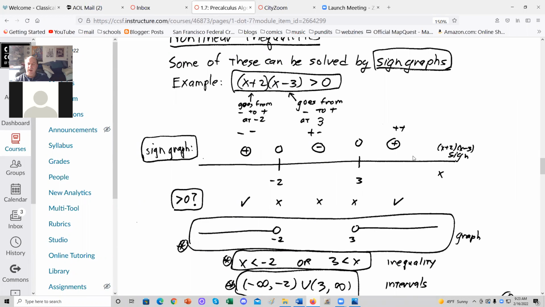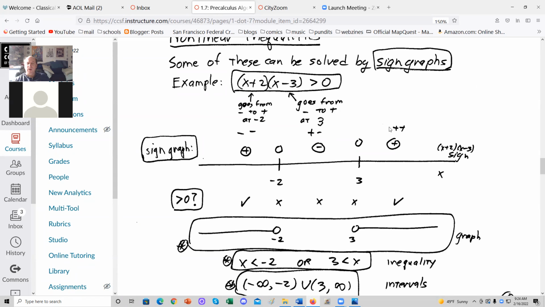Draw a line. We indicate that at negative 2 and at 3, this expression is 0 here and here. At bigger than 3, you have plus times plus, which is plus. Between negative 2 and 3, you get plus times minus, which is minus. Below negative 2, you get minus times minus, which is plus. So this expression goes from plus through 0 to minus through 0 to plus, kind of a U shape.